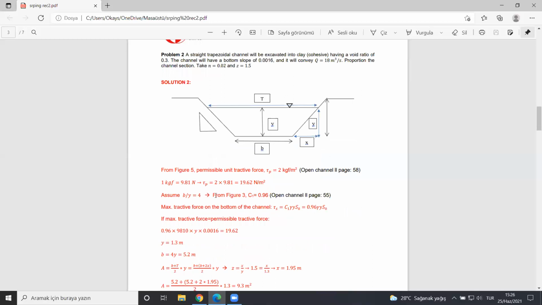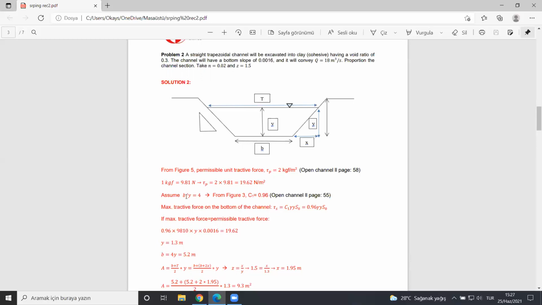After that, we need to assume a B over Y ratio. I assume it is 4. We assume this ratio, then we will calculate our dimensions for this ratio. At the end, we will calculate the design discharge. If this design discharge matches the demand discharge, we'll say, okay, this is an acceptable design. If it doesn't match, we need to design one more time, make another assumption, and repeat our calculations. So I assumed 4.